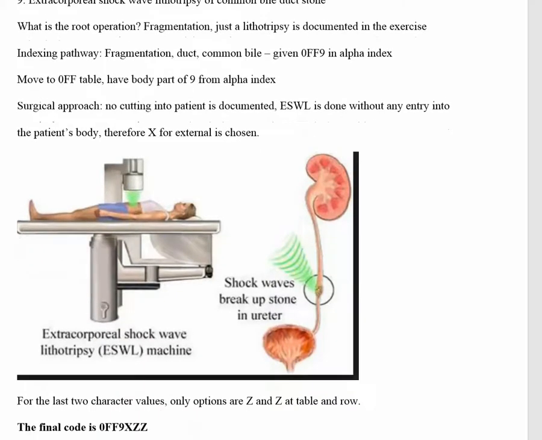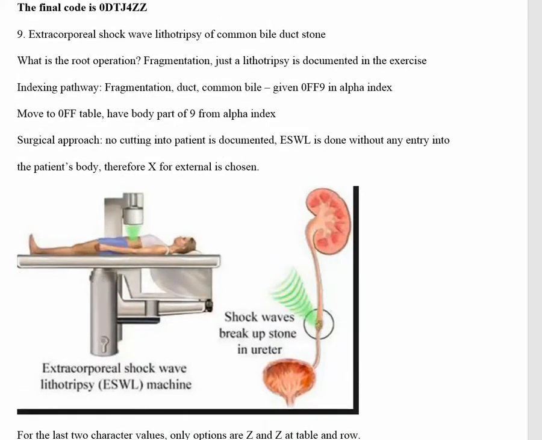Number 9, the patient's having an ESWL, or extracorporeal shockwave lithotripsy. And this patient has a stone in their common bile duct. It's again helpful if you understand what that means. Typically in an ESWL just by itself, the physician's not making any type of incision. The patient's laying on a table and they're using sound waves basically to break up these stones. In this case, the stone happens to be in the common bile duct.